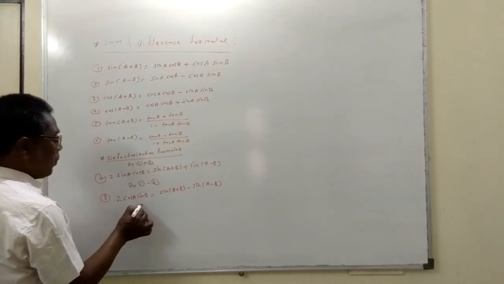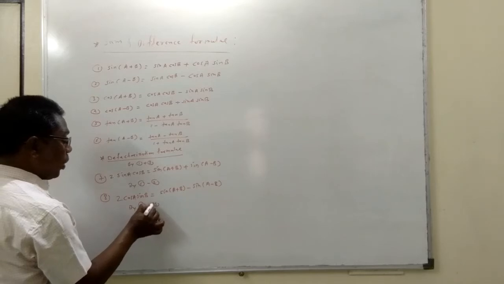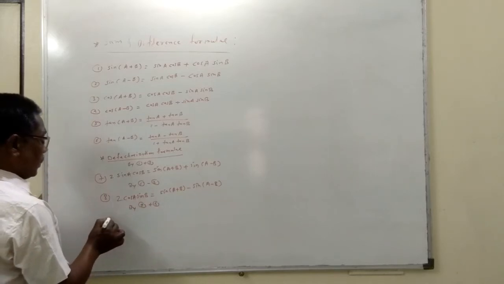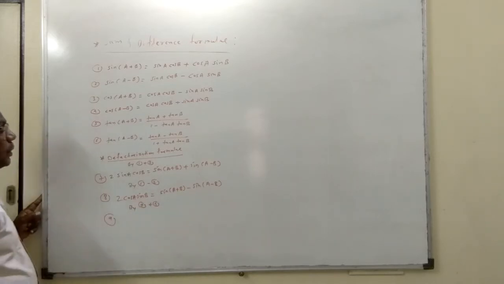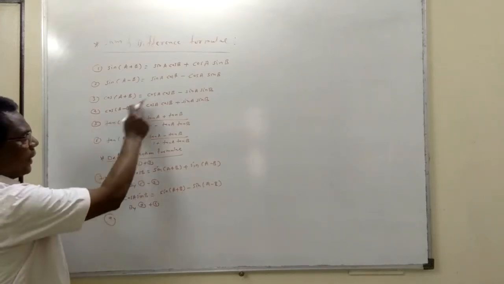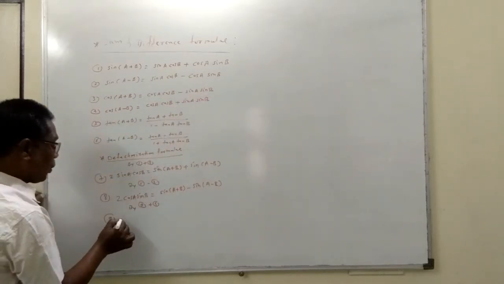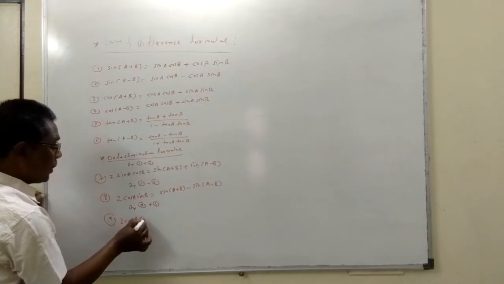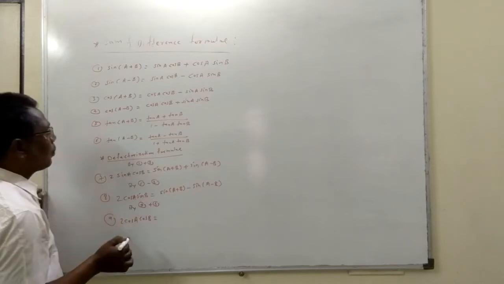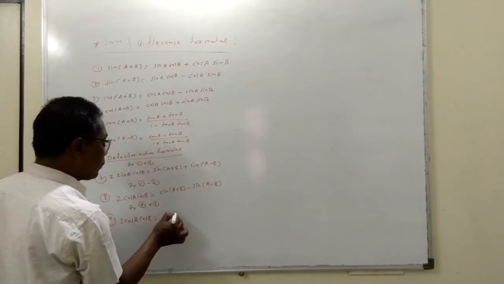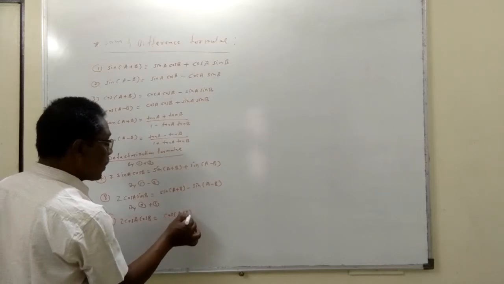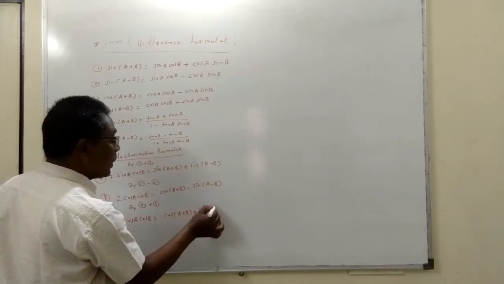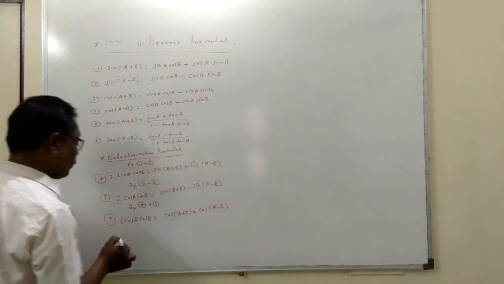Now by third plus fourth formula, we get the next defactorization formula. So if we do the addition, this gets cancelled, we get the formula 2 cos a cos b, that is equal to cos(a+b) plus cos(a−b).